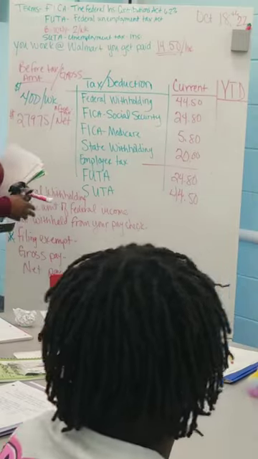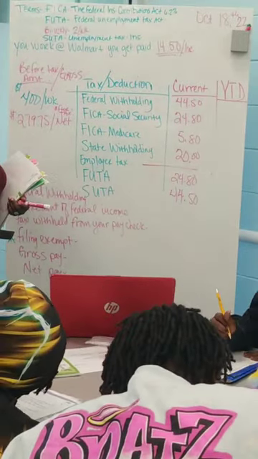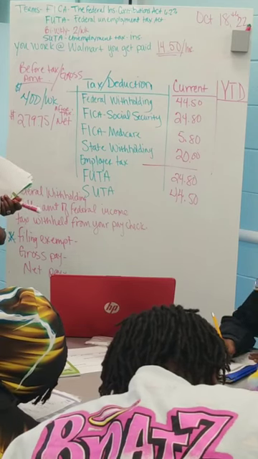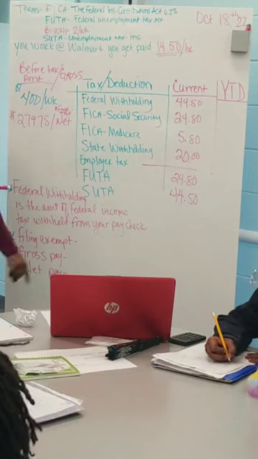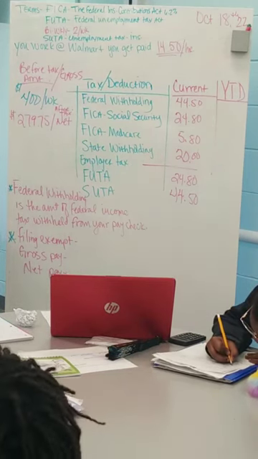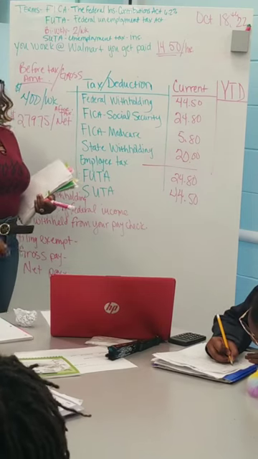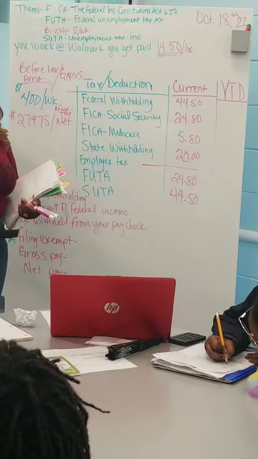Is everybody done with this? Y'all wrote it all? Wait a minute. So, John Smith is left with $279.75 to play with, or to take care of business. James, depends on how old he is.